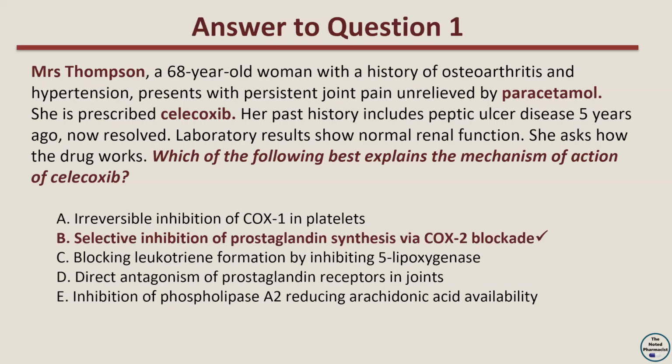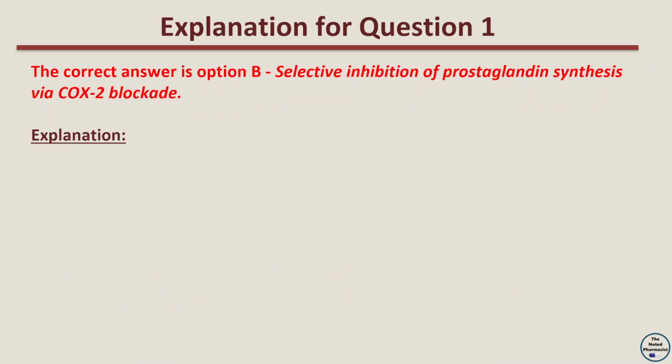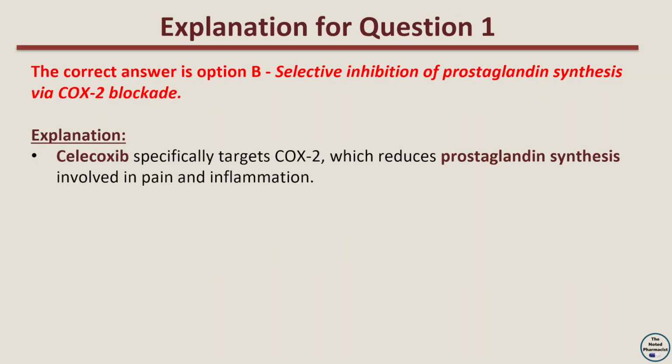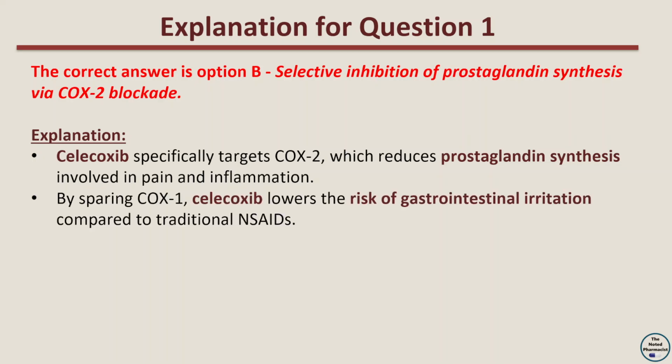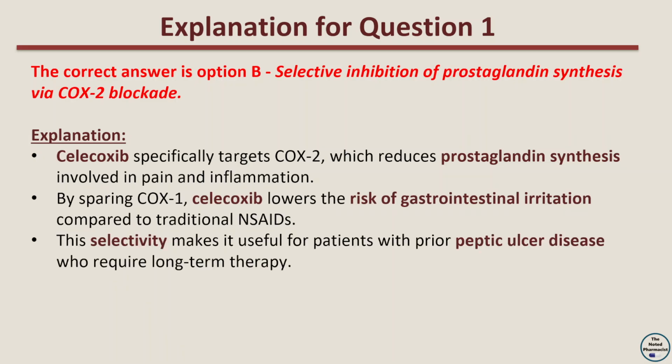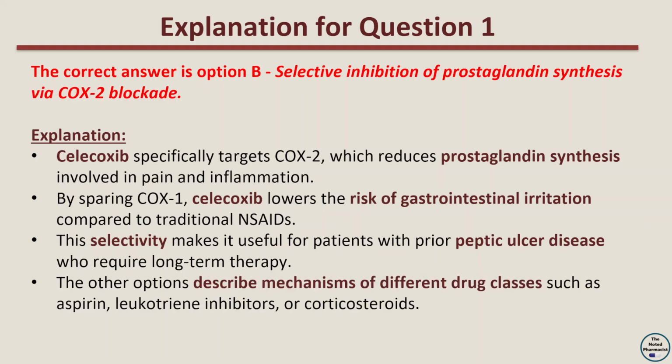The correct answer is option B, selective inhibition of prostaglandin synthesis via COX-2 blockade. The explanation is that celecoxib specifically targets COX-2, which reduces prostaglandin synthesis involved in pain and inflammation. By sparing COX-1, celecoxib lowers the risk of gastrointestinal irritation compared to traditional NSAIDs. This selectivity makes it useful for patients with prior peptic ulcer disease who require long-term therapy. The other options describe mechanisms of different drug classes such as aspirin, leukotriene inhibitors, or corticosteroids.